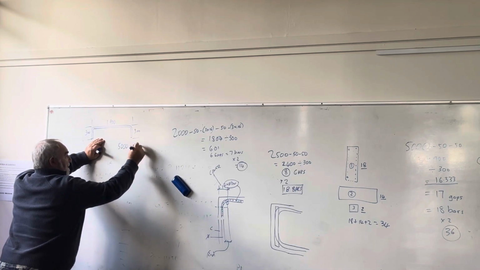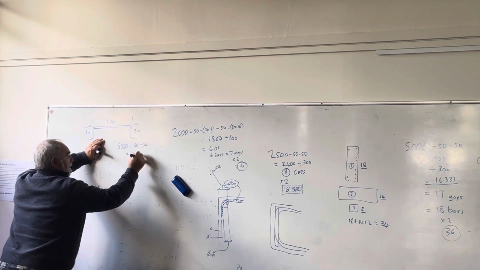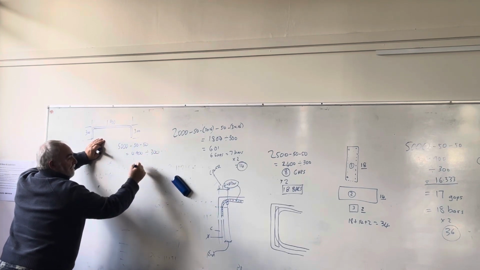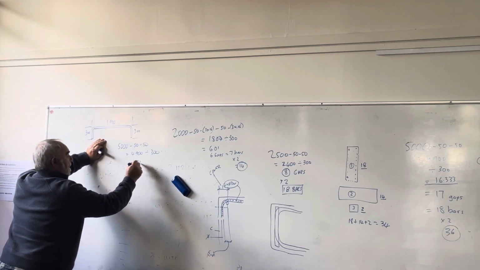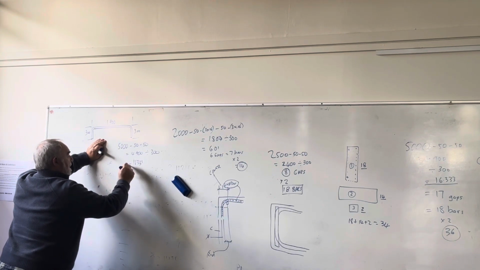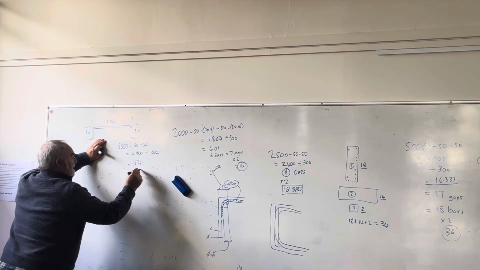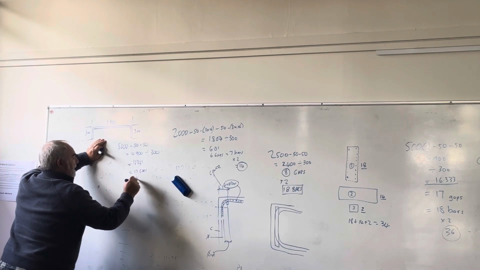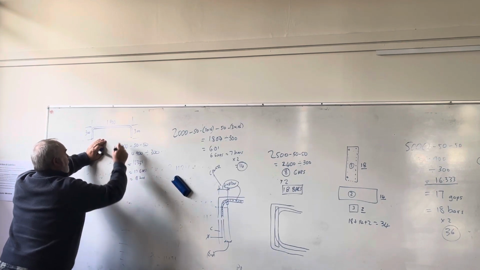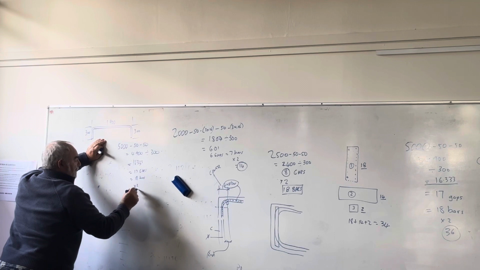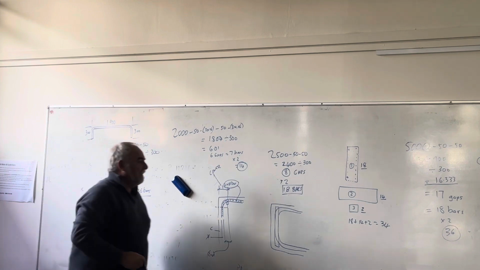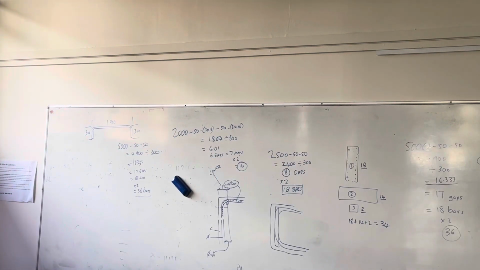I'll write it again here so that it's obvious. 5,000 minus 50 equals 4,900, divided by 300 equals 16.333. Equals 17 gaps, equals 18 bars. There's one that way and there's one upside down, so that's times 2 equals 36 bars. So 36 bars. Can anyone tell me what the length of that bar is?